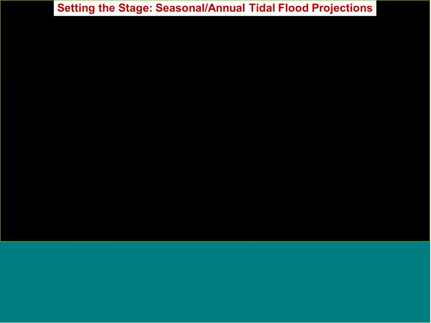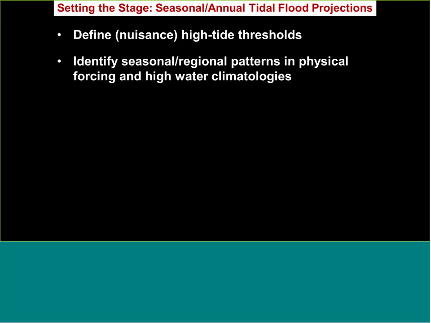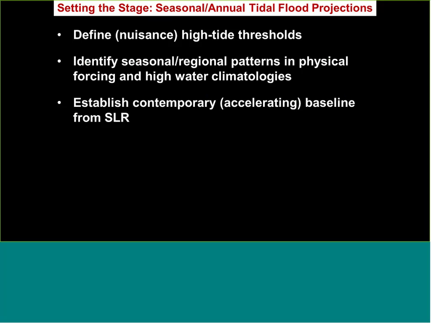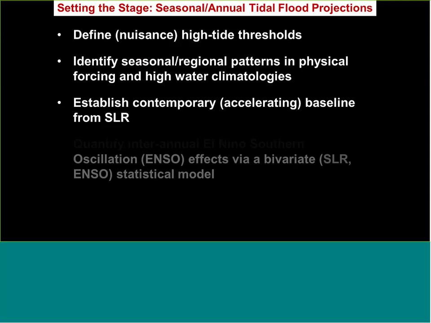So setting the stage for my approach, first we need to define some high tide thresholds based on tide gauges that actually equate to some local impacts. Identify some seasonal and regional patterns in physical forcing and high water climatology so that we can take that leap from the annual down to the seasonal, which I don't do, but I will show patterns and make sense of it. Establish some contemporary baselines that recognize sea level rise, and I think baseline is important whether or not you're talking datums or the period of record by which you're establishing climatologies to make assessments.